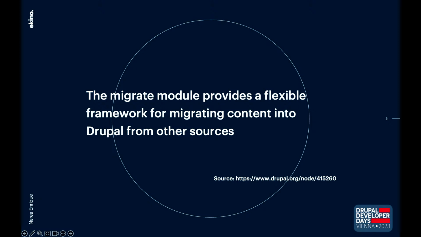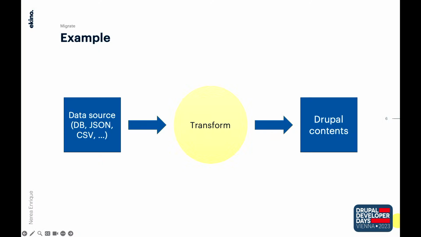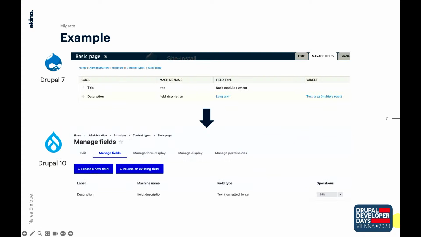So what does Migrate do? Migrate is gonna take some source data, whatever type it is, and it's gonna transform it into some Drupal content, right? So it's gonna look something like this. And the transform is gonna be a black box. You don't really know how it does it. If I sum this up with an example, let's say I have a Drupal 7 legacy app that has a basic page with a field description, and I wanted to upgrade it into something new with the same things. So a basic page with a field description.